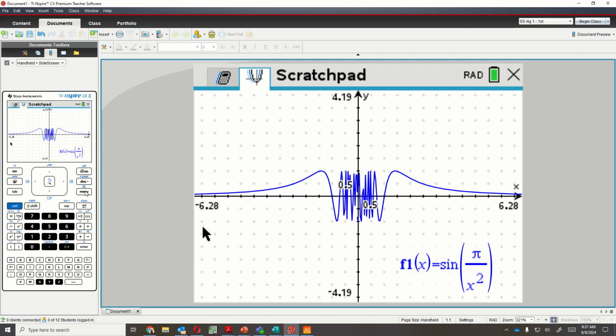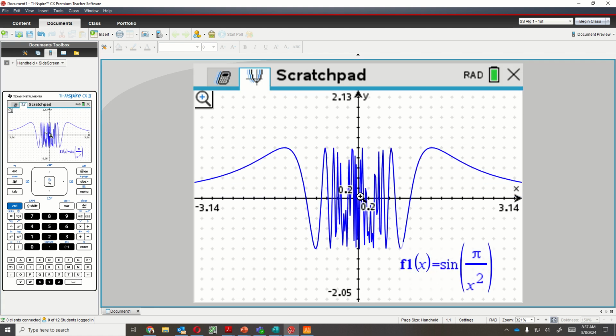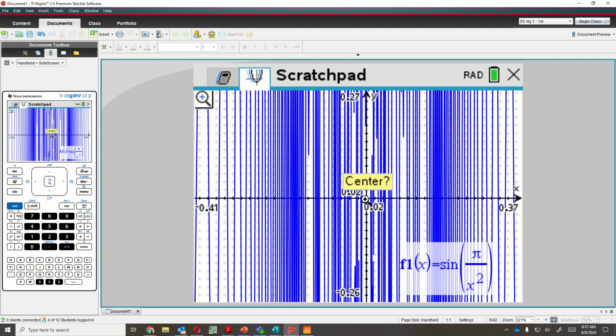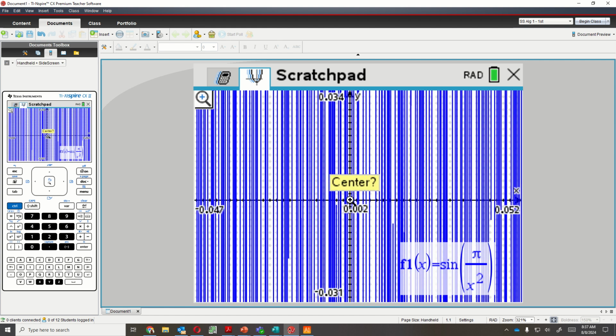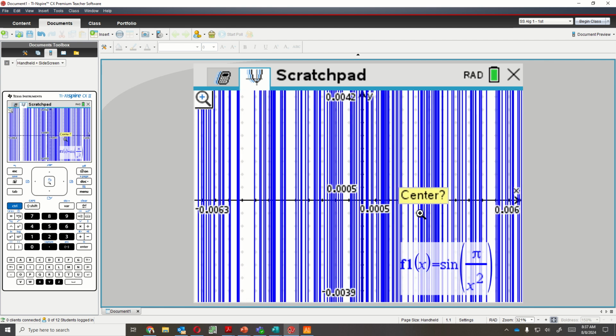Okay, let's zoom in to see what else it does. So menu, zoom in. As I get closer and closer to 0, what's happening here? Is it still doing the same thing? It doesn't look like it's up. It just looks like it's going up and down over and over again. Now, this is saying that it's oscillating. It is oscillating there. So that one's not going to work out for me because this one is oscillating.